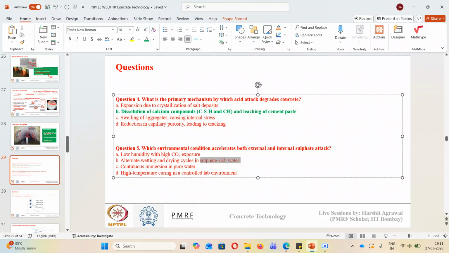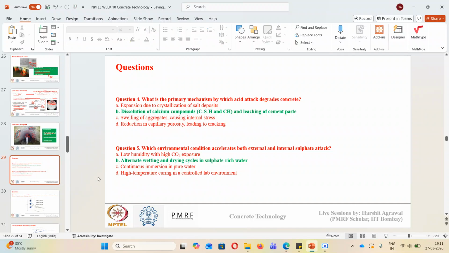Yes, the correct option will be B. Alternate wetting and drying cycles. We have seen that in sulfate attack, in sulfate-rich water, sulfate ions will ingress into the concrete during the wetting cycle, and during the drying cycle, this alternate wetting and drying causes a sorption effect inside the concrete. So it will increase the diffusion rate of sulfate ions inside the concrete, and in this way it will increase the risk of sulfate attack.